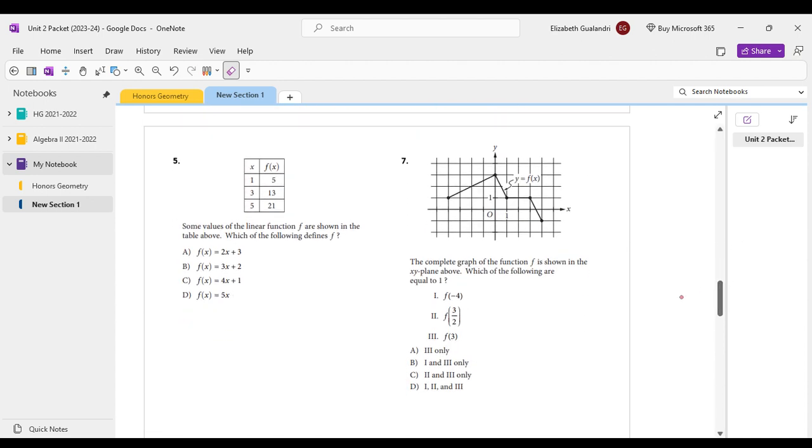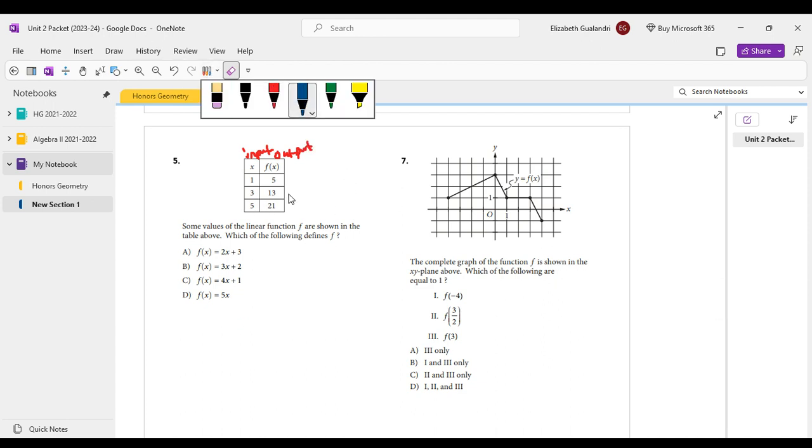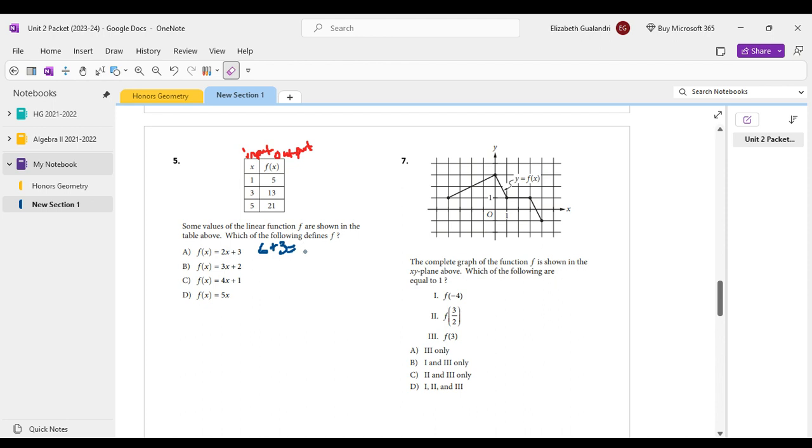If I flip the page, number 5, we have another one similar to the one we just did, but we have these values that are shown for us. So we try to figure out which one works. Again, these are my input values and these are my output values, and we just want to find out what works here. So you can start with any one of them. Let's say I start with the 3, 13. So if I put in 3, 2 times 3 is 6, plus 3 is not equal to 13. So right off the bat, that didn't work.